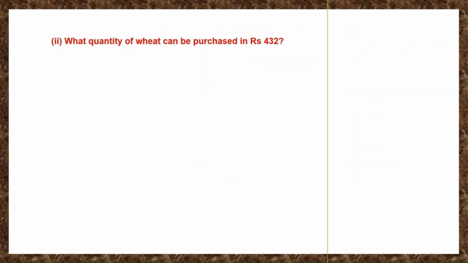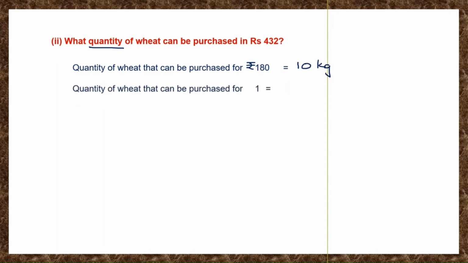Now the second part of the question. What quantity of wheat can be purchased for 432 rupees? So here we've been asked to find the quantity of wheat that can be purchased. So let's begin. Quantity of wheat that can be purchased for 180 rupees was 10 kgs. Isn't it? This was given to us in the question. For 180 rupees, you can get 10 kg. So for 1 rupee, how much will you get? We have to divide 10 kg by 180 rupees.